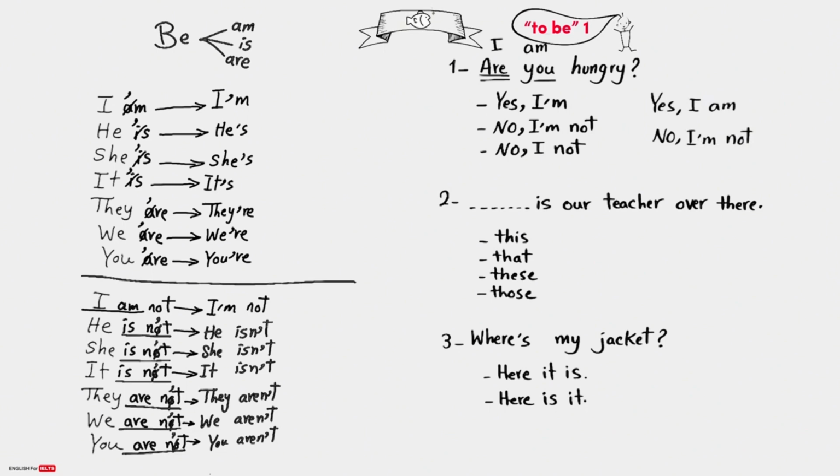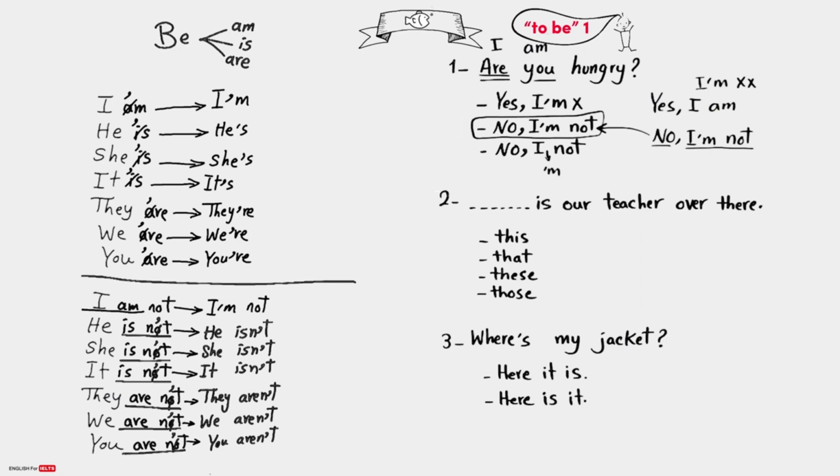Can we contract I am into I'm? Like yes, I'm? Wrong. We can't contract short answers with yes. So this answer is wrong. But this one is correct. No, I'm not. Same here. No, I'm not. So this is the correct answer. And this is wrong because I'm is missing here.